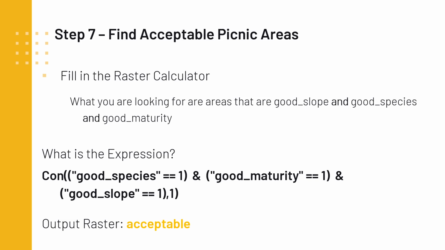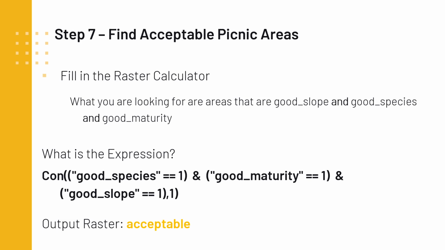The way this runs is con, open bracket, and that's for the full condition. Then you need a round bracket for the first condition we're looking for, which is good species equal to 1, and then you close that bracket. Then you use the ampersand for and open up the bracket for the next criteria, which is good maturity equals 1, and close the bracket on that. For the third criteria, you type ampersand and then open bracket, good slope equals 1, close round bracket, comma.